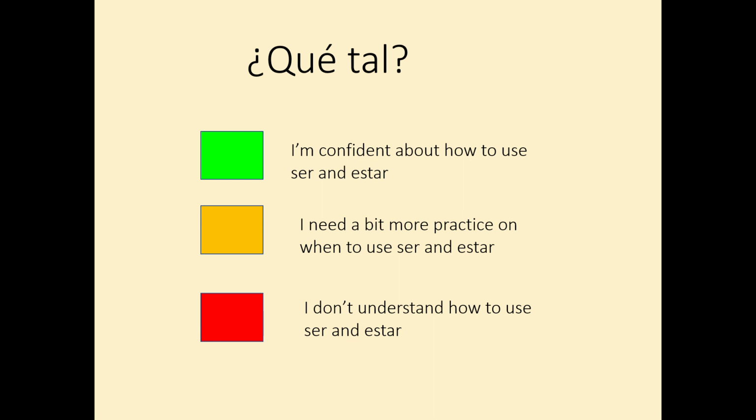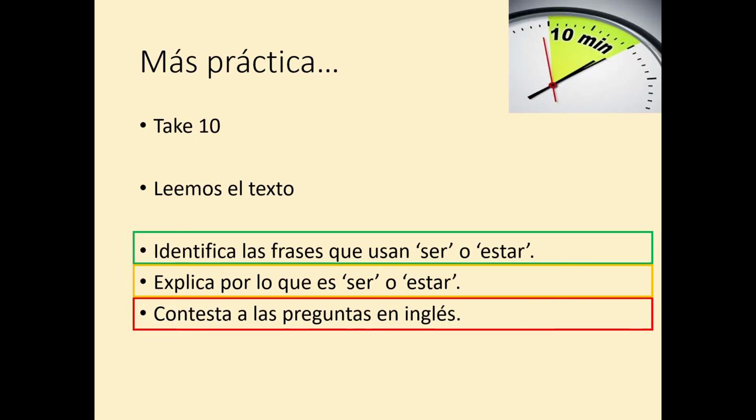And regardless of how you're feeling, we're going to do a little bit more practice and you can now choose the level that works for you. So imagine this is a take 10 in class using all your books and resources that you've got, and we're going to be reading the text that's on your worksheet. Your green level, identifica las frases que usan ser o estar. You've got to identify all the phrases that use ser and estar, so you can just go along and highlight them or underline them on the computer, or if you printed it out, you can do it by hand.